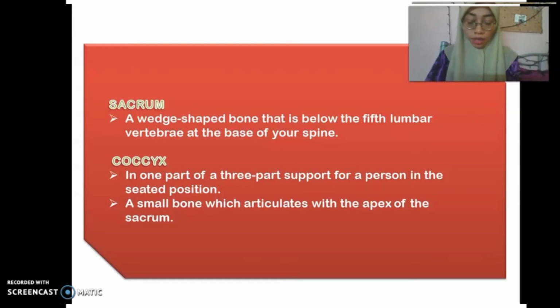And then lastly is the coccyx. The coccyx has 3 parts, and one of the 3 parts can support a person in the sitting position. The coccyx is a small bone which articulates with the apex of the sacrum. The coccyx is also known as the tailbone and is located below the sacrum.